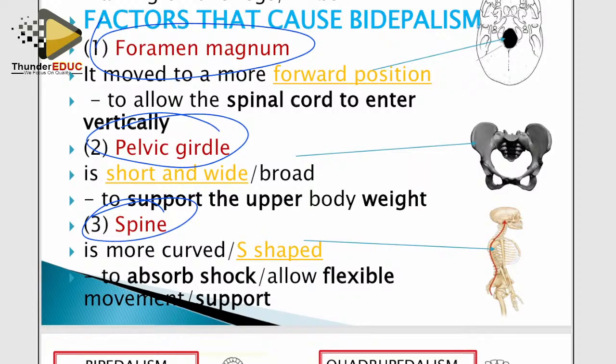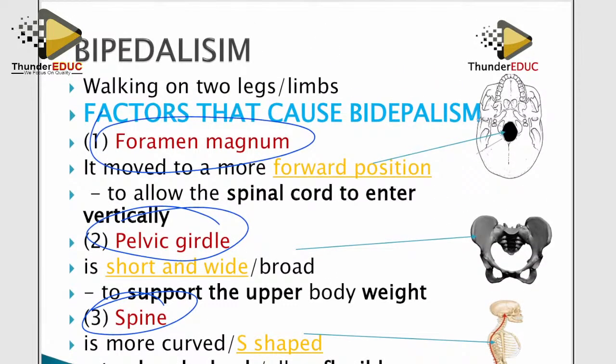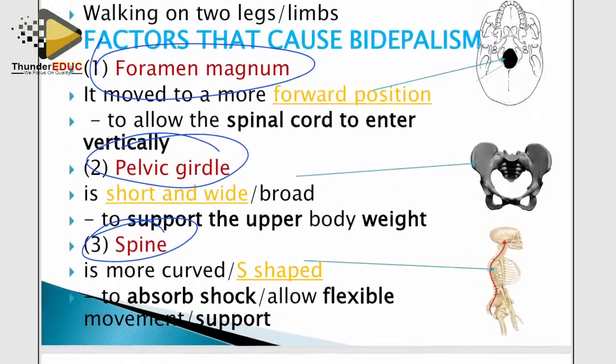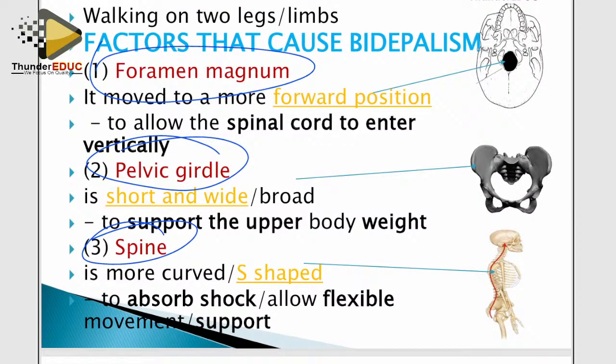Is it clear? Shape of the spine, pelvic girdle, and the position of foramen magnum. Foramen magnum is in the forward position, allowing the spine to connect vertically. Guys, it has to be that. The pelvic girdle is short and wider to support the upper body weight. The spine is S-shaped.